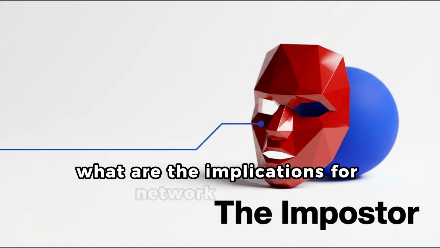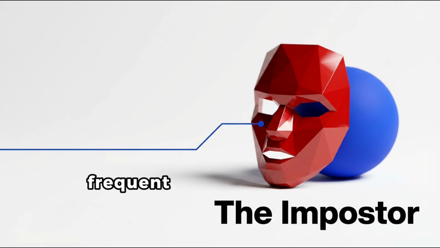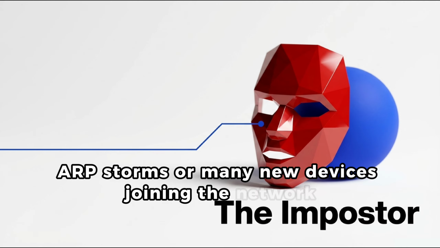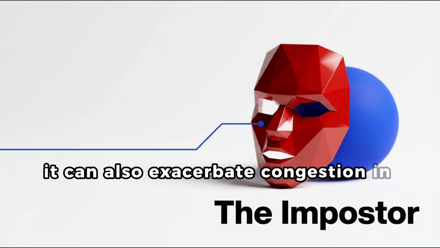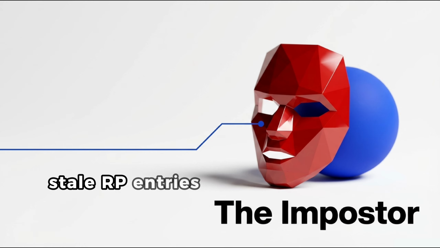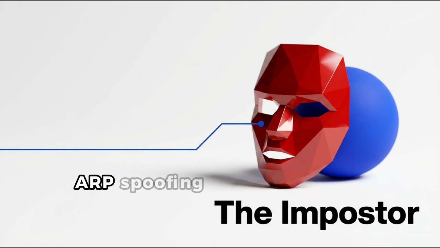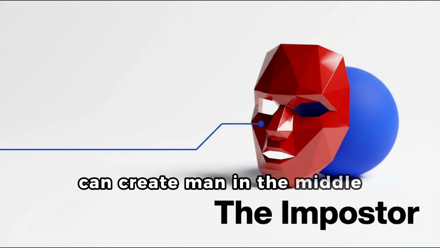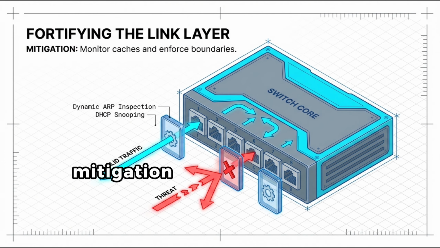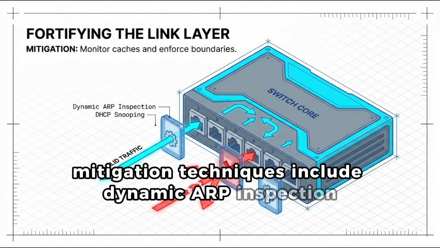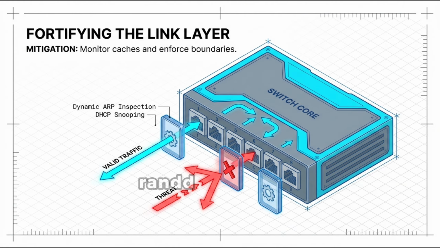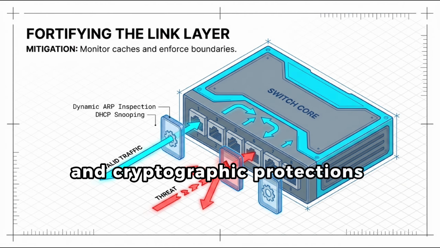What are the implications for network behavior and operations? Frequent ARP or NDP traffic can indicate misconfiguration, ARP storms, or many new devices joining the network. It can also exacerbate congestion in dense environments. Stale ARP entries cause packet drops or delivery to the wrong interface until caches refresh. ARP spoofing, or NDP spoofing, neighbor cache poisoning, can create man-in-the-middle or denial-of-service attacks. Mitigation techniques include dynamic ARP inspection, DHCP snooping, RA and ND inspection, and cryptographic protections where available.